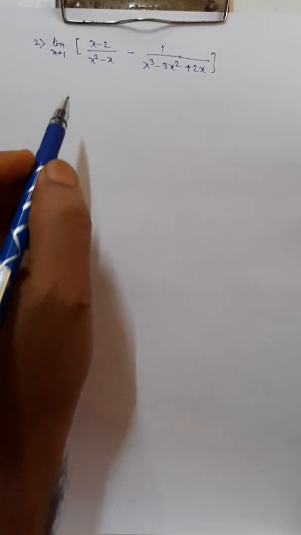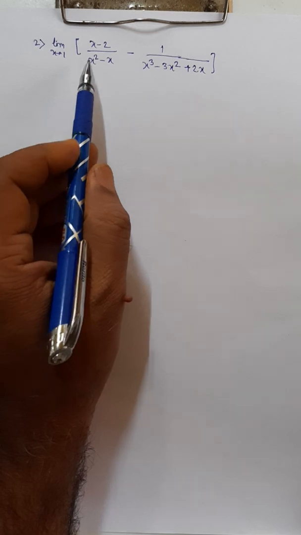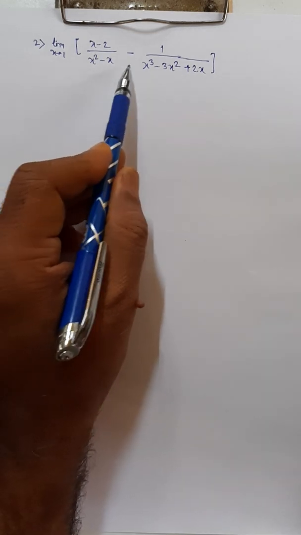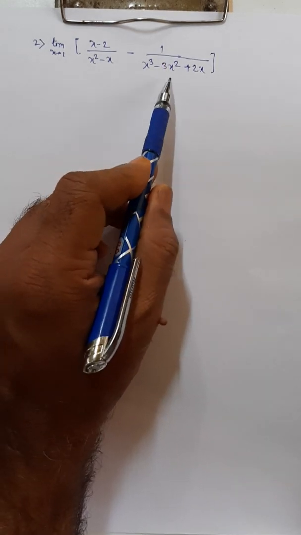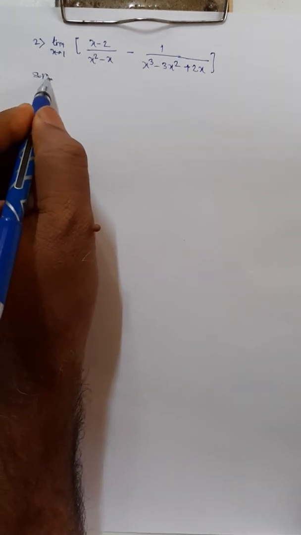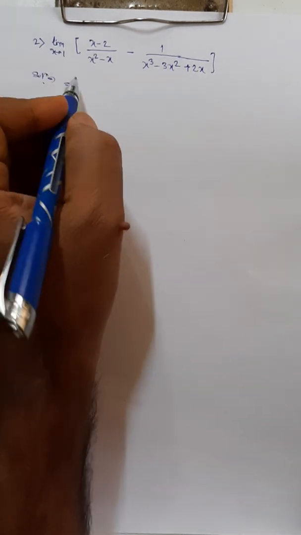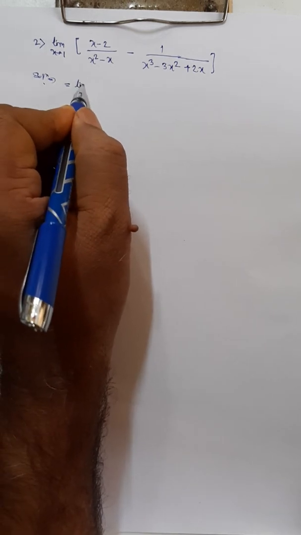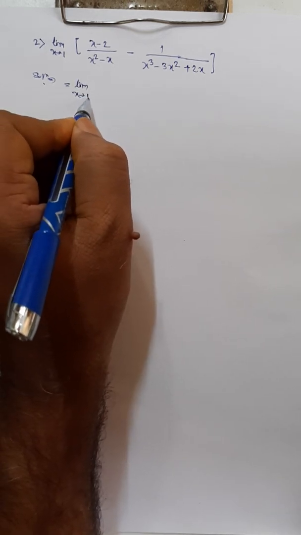Continue second problem, evaluate limit as x tends to 1 in bracket (x minus 2) divided by (x square minus x) minus 1 divided by (x cube minus 3x square plus 2x). So first we have to simplify. So it is equal to limit as x tends to 1.